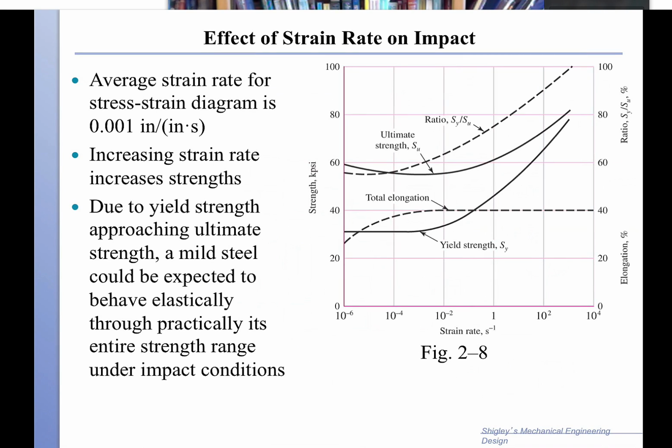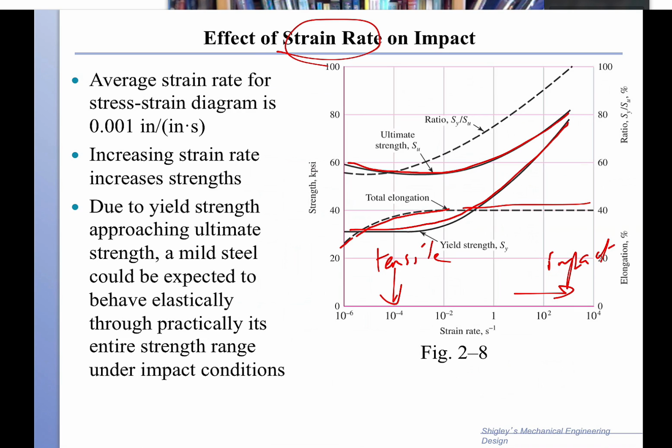So if you look at the effect of strain rate on impact, then you see that the ultimate strength increases and the yield strength also increases. And on the contrary, the elongation kind of saturates in here. So both the ultimate and the yield increase as a function of the strain rate. So this is like tensile here, tensile test. And this is impact right here, at this kind of strain rate at 10 to the 3, 10 to the 4, it will be an impact test.